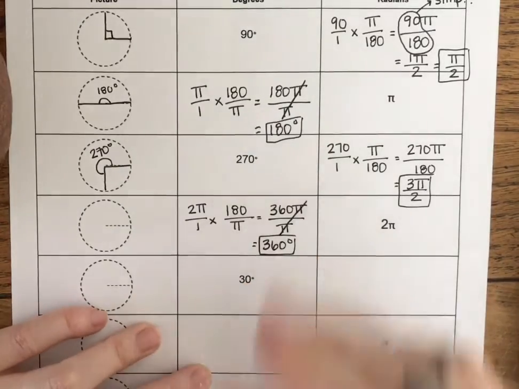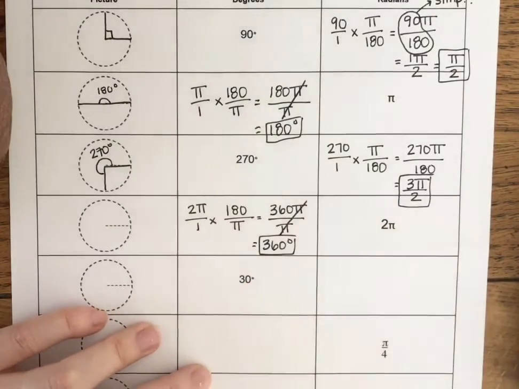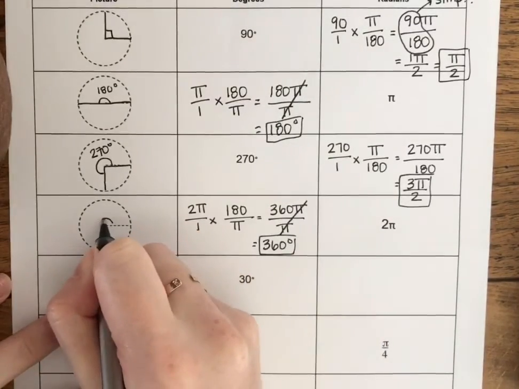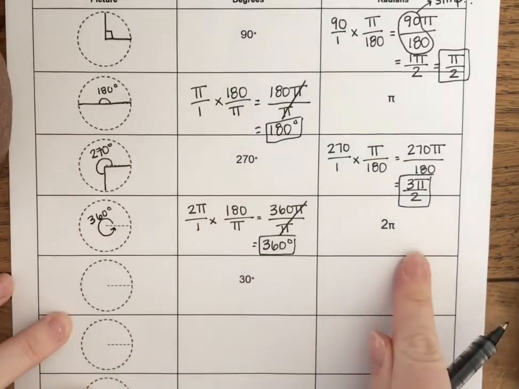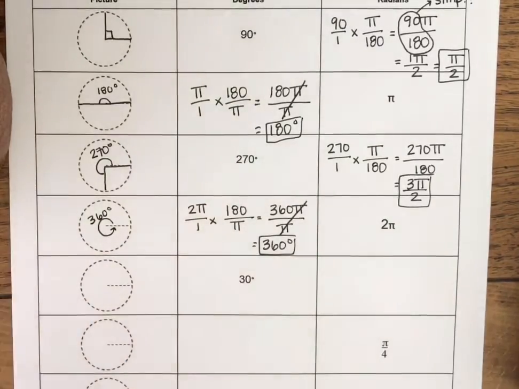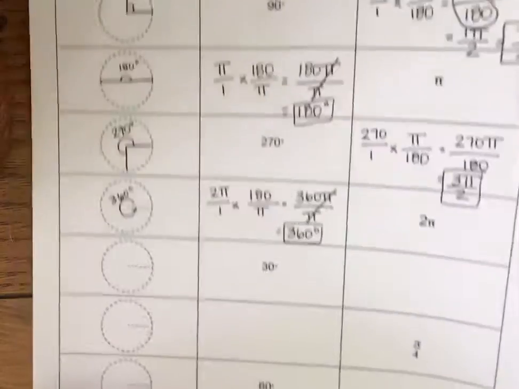Again, we talked about that on the front of the notes, that 2 pi and 360 were equal to all the way around the circle. So 360 degrees is my full circle. 2 pi is my full circle. All right, we're going to get into the next few.